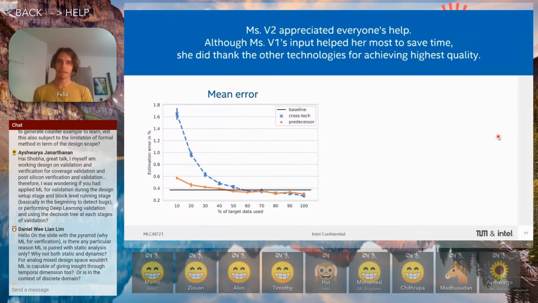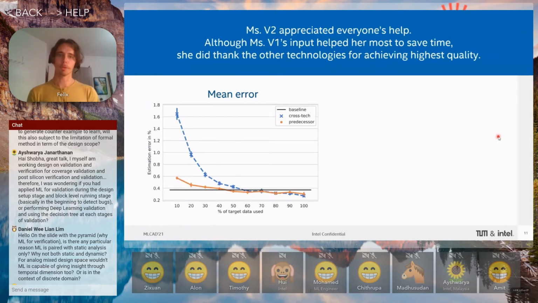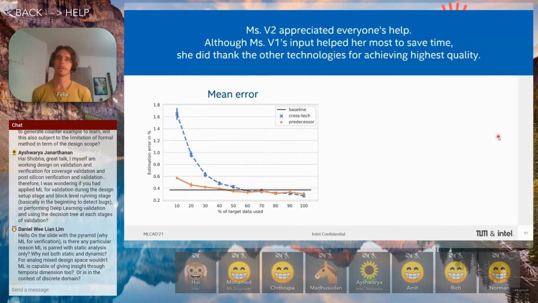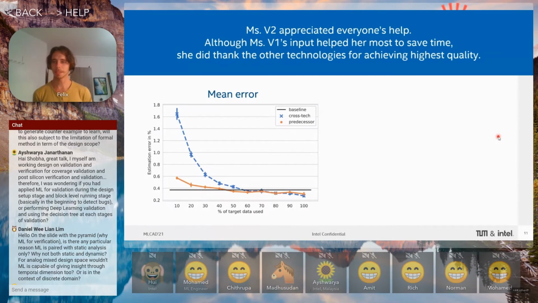Now, let's take a look at some results. So Miss version 2 appreciated everyone's help. Although Miss version 1's input helped her most to save time, she did thank the other technologies for achieving highest quality. And let's go into what this means here. On the left side, you can see the plot of our results in terms of mean error. So on the y-axis, we see the estimation error. And we always want to minimize the error, right? This is the inverse of accuracy. So ideally, we'd see 0.